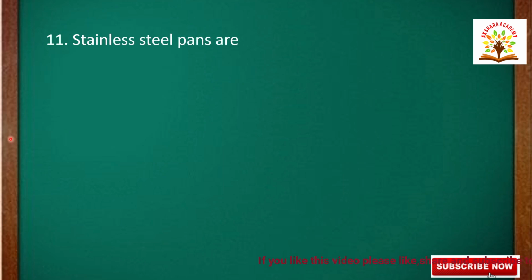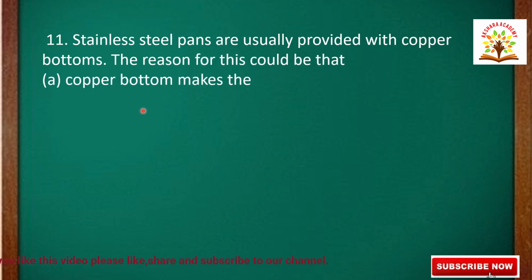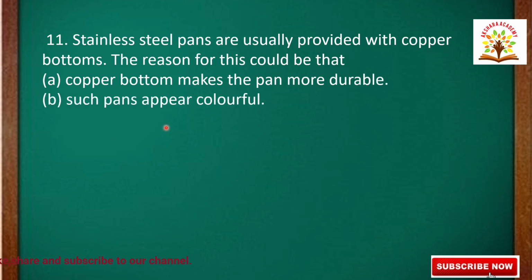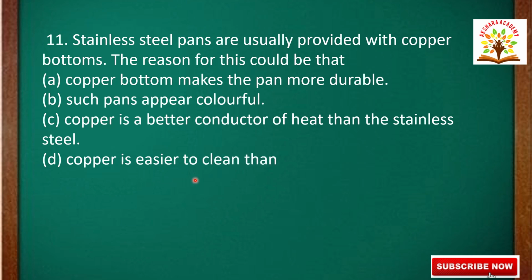Stainless steel pans are usually provided with copper bottoms. The reason for this could be that, first one, copper bottom makes the pan more durable. The second option is such pans appear colorful. The third option is copper is a better conductor of heat than stainless steel. The fourth option is copper is easier to clean than stainless steel.